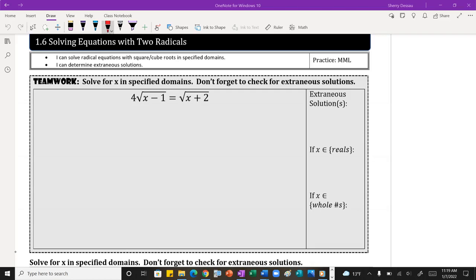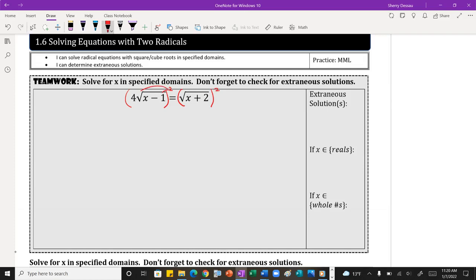In this case, we do have an isolated radical on the right, and the one on the left technically is also isolated because the 4 is being multiplied. So when we square it, to get rid of this radical on the right, it's okay to have that coefficient out here as long as it's being multiplied, because when you square, you can distribute that exponent. So technically, the left and right are both isolated right now.